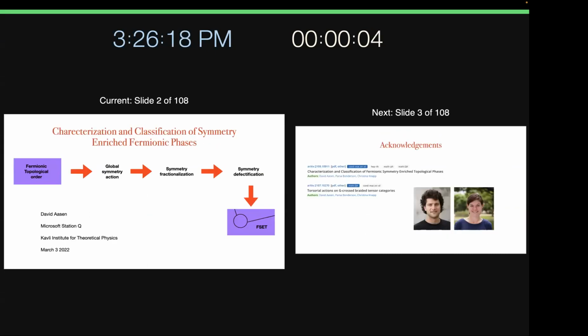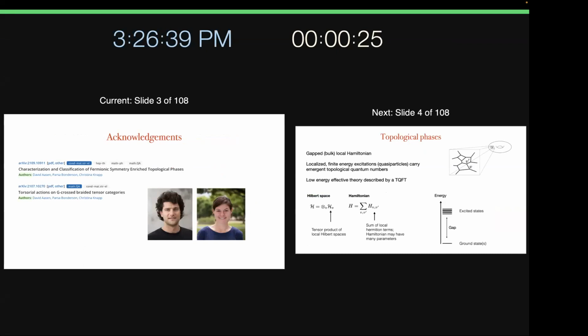Yeah, so this is basically the outline. I'll start with some general comments on gap phases of matter, how we describe them in terms of modular tensor categories, and then the fermionic version of this, while mentioning some caveats. And then I'll discuss how we introduce symmetries into these systems and how we think about symmetry enriched fermionic topological order. I certainly could not have done this without my collaborators, Parsifal Anderson and Christina Knapp. Everything I say is based on these 2 works. The torsorial actions on G-crossed braided tensor categories is the mathematical workhorse that we made use of. And the physics results are all contained in the first reference, which will compose most of the talk.